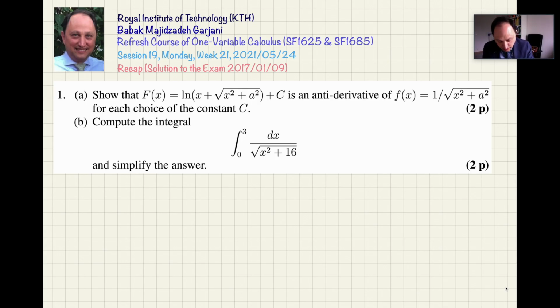So this is the exam in 2017, January, and I haven't used any one of these questions when I was doing my lectures. So they haven't been covered before at all. Okay, so let us see what the problem is. Show that this capital F of x defined in this way is an antiderivative of this function for each choice of the constant c.